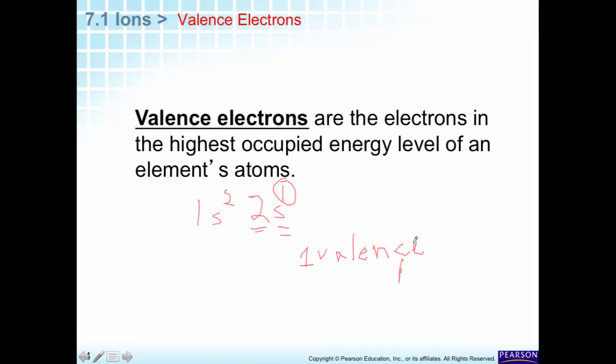Okay. Now, if we had something in the same row, say chlorine, chlorine, 1s2, 2s2, 2p5, this would have 7 valence electrons. So this is fluorine, which becomes fluoride, and this is lithium. Okay?